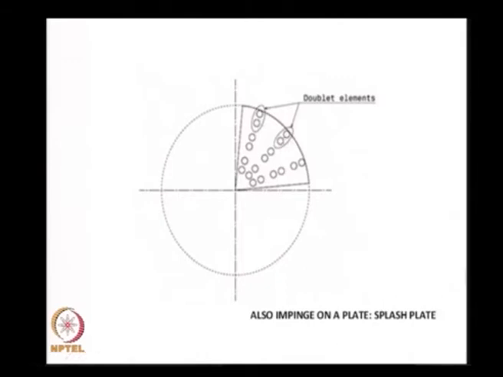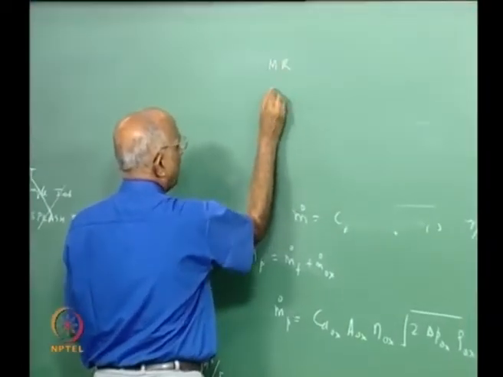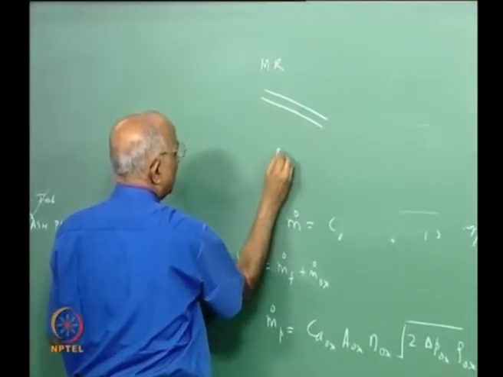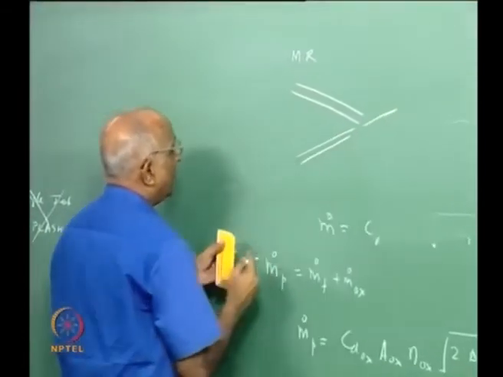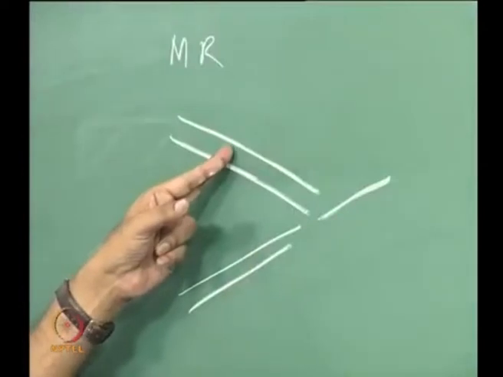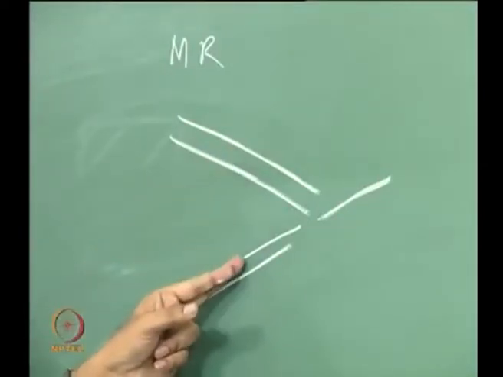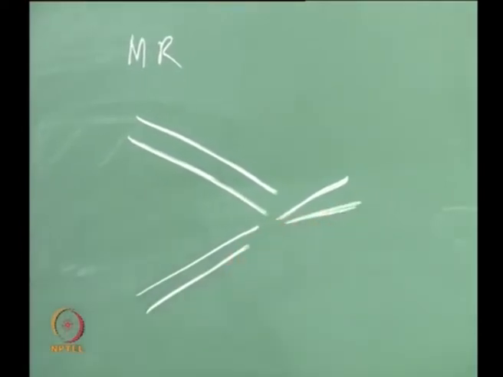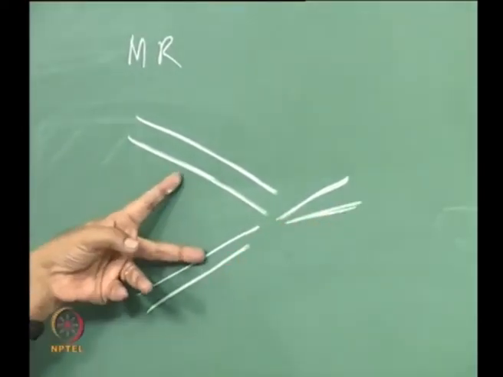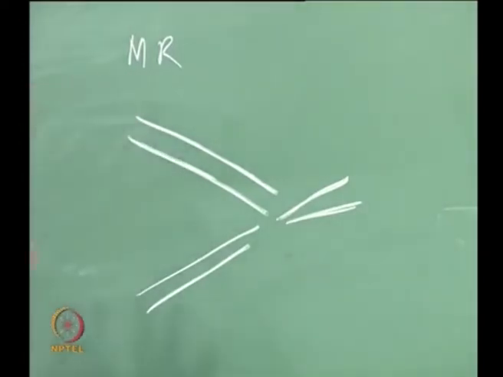But instead of having two jets impinging, when I impinge two jets, if I vary my mixture ratio, and if I design the fan to go like this, I may be varying the quantity of fuel with respect to the oxidizer, and therefore I will have a different type of fan coming. Therefore, doublet is not good when the mixture ratio varies. For a fixed mixture ratio, for a fixed flow, doublet is good enough.